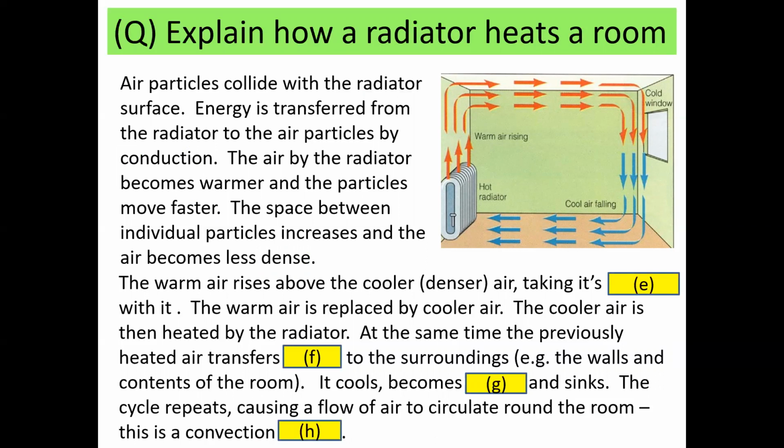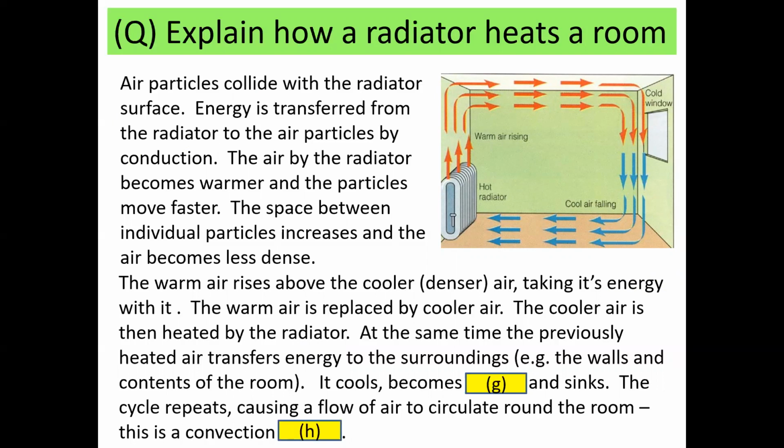The warm air rises above the cooler, denser air, taking its energy with it. The warm air is then replaced by cooler air. The cooler air is then heated by the radiator, and at the same time, the previously heated air transfers its energy to the surroundings, for example, the walls and the contents of the room.